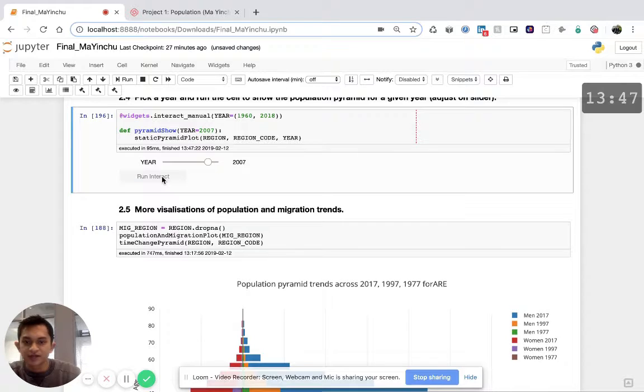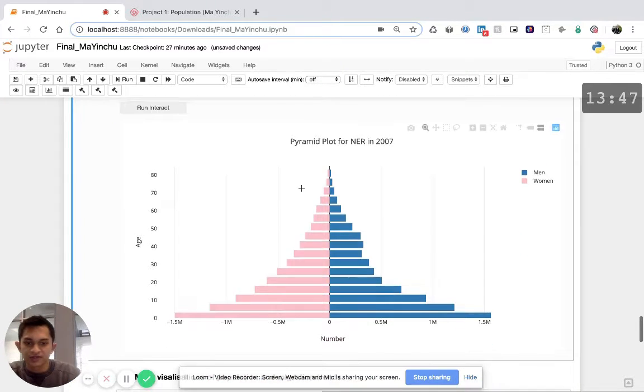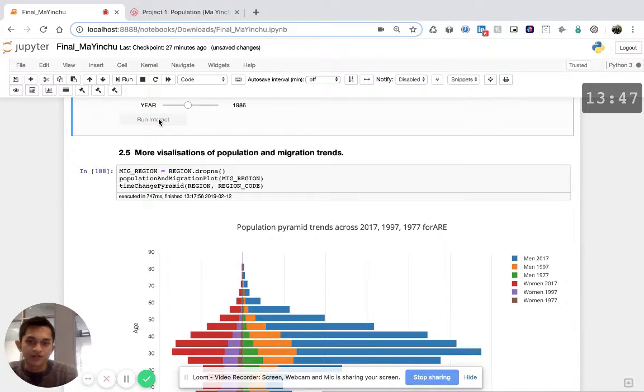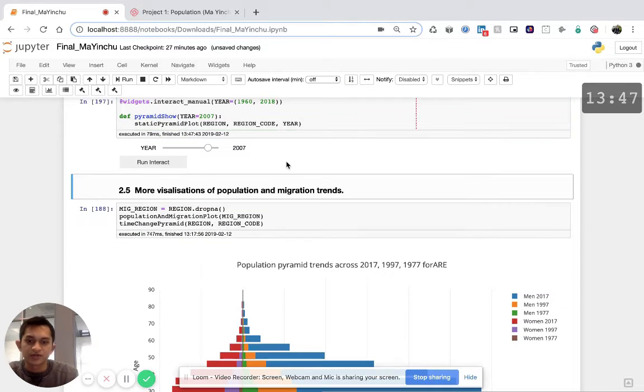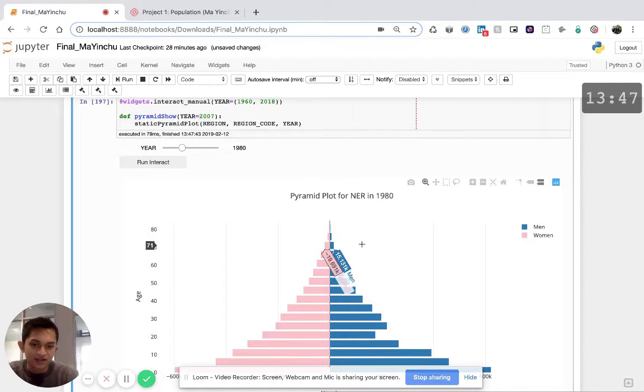It's a neat little interactive that allows us to go through the ages, and apologies for that. But here we go. You can easily see it, and generally speaking, for most of these countries, regardless of what year you are in, the shape of the pyramid is pretty much the same. There we go. It just takes a bit of time to load. So as you saw, 2007. Let's look at 1980. It's still a very similar pyramid.